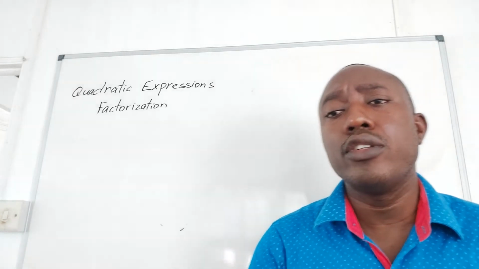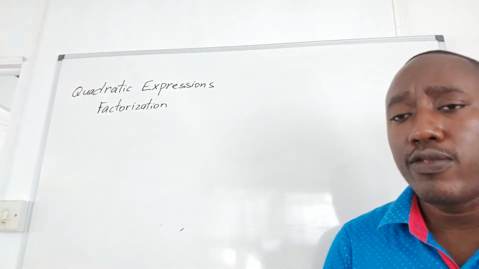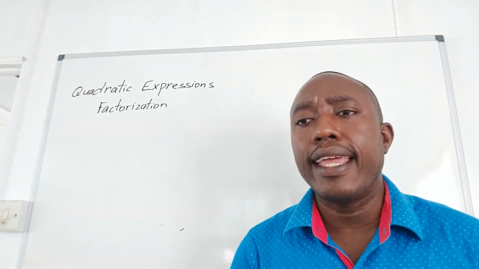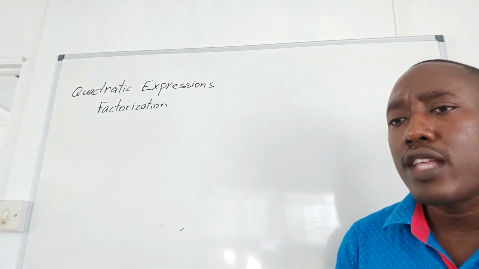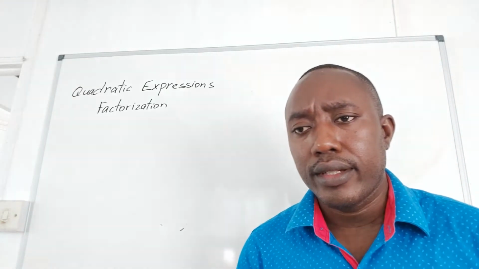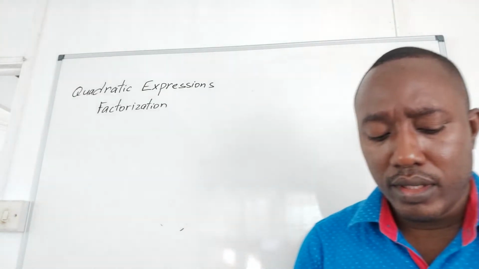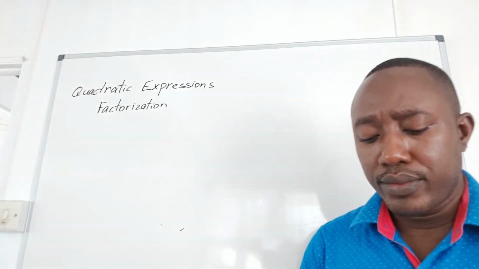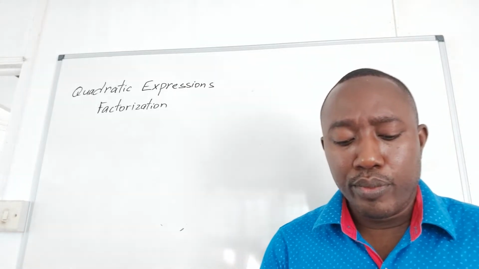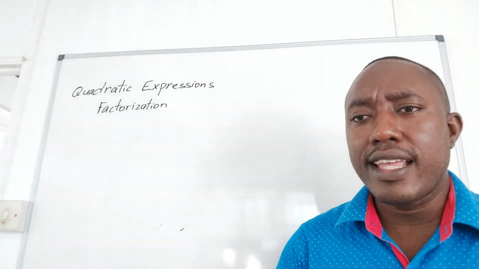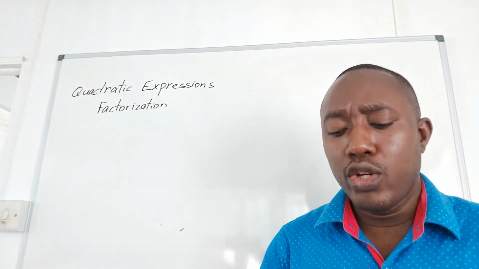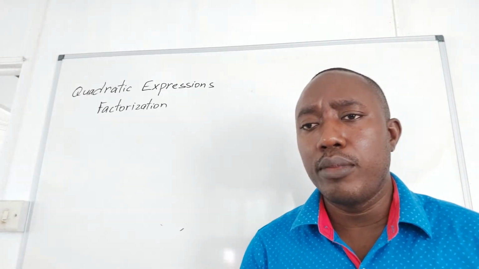I will encourage you to write down these four steps. Step 1, multiply A and C. Step 2, find two numbers whose product is the answer you got with AC and whose sum is equal to B.